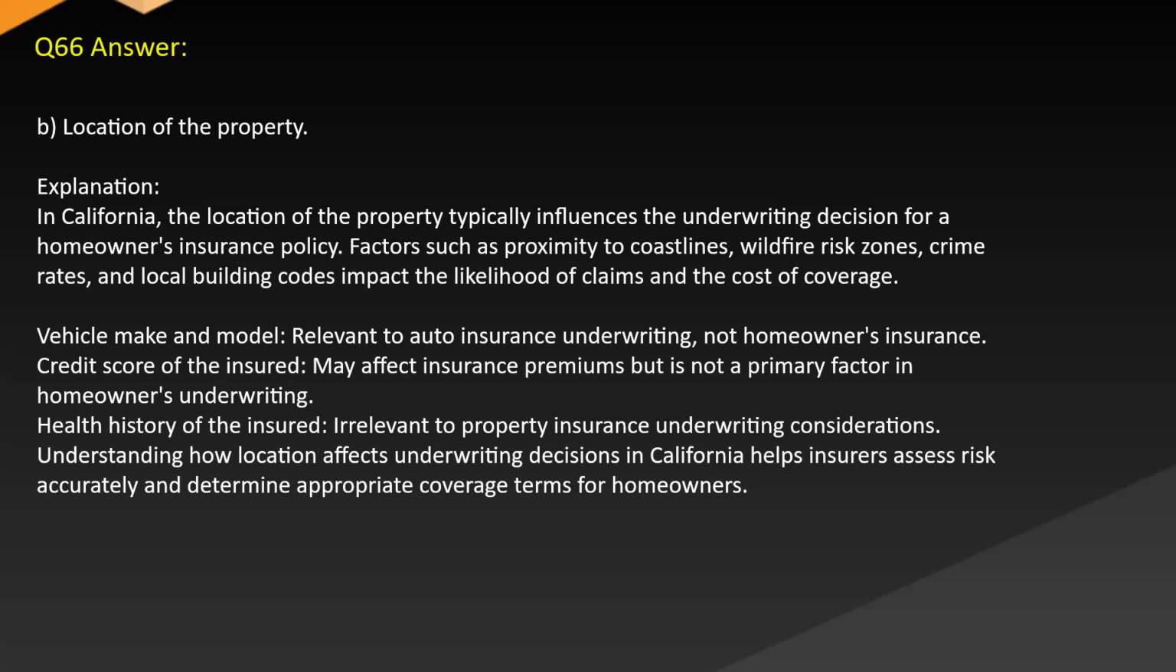Vehicle make and model: relevant to auto insurance underwriting, not homeowners insurance. Credit score of the insured: may affect insurance premiums but is not a primary factor in homeowners underwriting. Health history of the insured: irrelevant to property insurance underwriting considerations. Understanding how location affects underwriting decisions in California helps insurers assess risk accurately and determine appropriate coverage terms for homeowners.